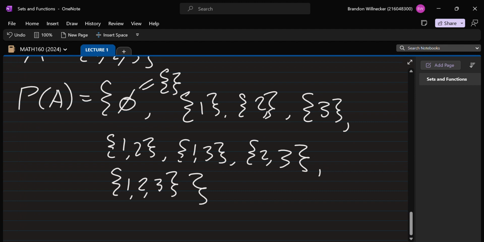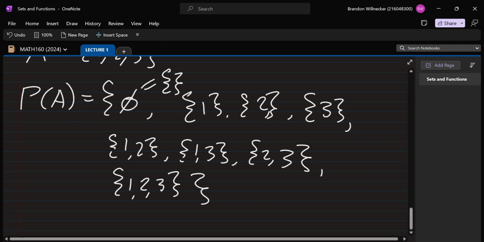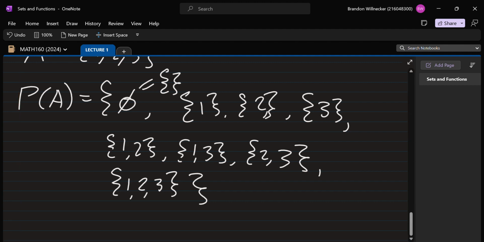Okay, so this is the power set. There's 1 or 2 questions in the tutorial looking at the power set. Tutorial 1 should be up. Please have a look at that. I remind you that tutorial 1 will be due next week, Tuesday. Okay, so that is the power set. Any questions on that?